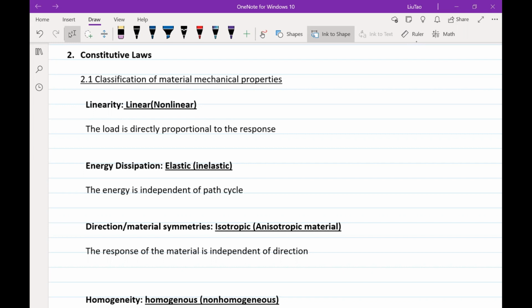Before we dive in further, I wanted to first talk about the classification of material properties, because different materials have different constitutive laws. So we first need to understand the classification of materials. Materials can be classified based on their properties, and there are several properties. First, we can classify materials based on linearity into linear and nonlinear materials. Linearity is defined based on the response and load, such that if the load is directly proportional to the displacement, then the material is linear, otherwise it's nonlinear.